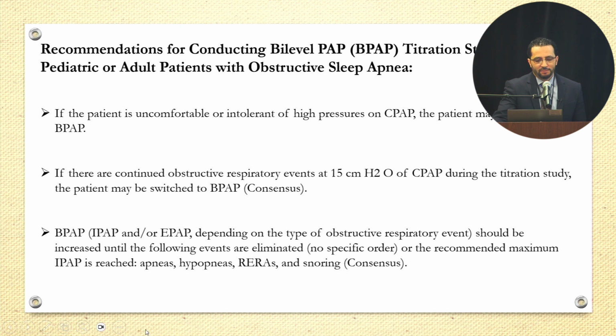So you try BiPAP. The other indication is if you reach the maximum CPAP recommended, and you still see obstructive events. Here they said even if you get to the 15, which is the max in children, but your patient is still having obstructive events, you can change to BiPAP. And again, the BiPAP should be increased gradually to eliminate the respiratory events.